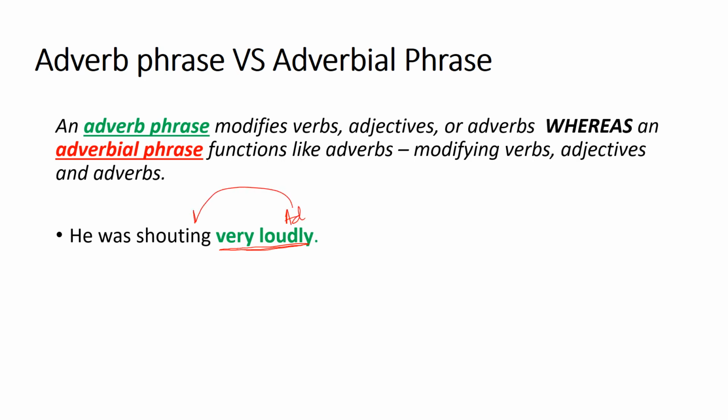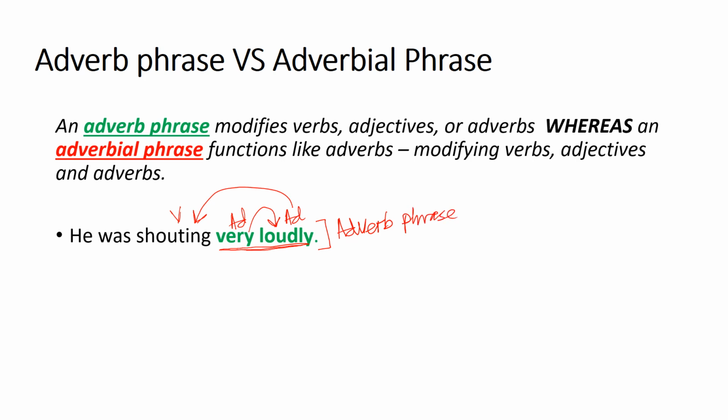Why? Because it is giving you more information about a verb. And very is also an adverb. Why? It is modifying another adverb, loudly. So both the words are adverbs. That is the reason why very loudly is an adverb phrase and not an adverbial phrase.